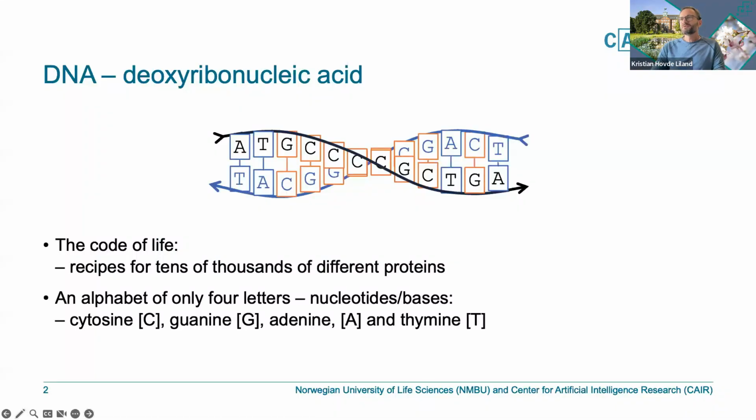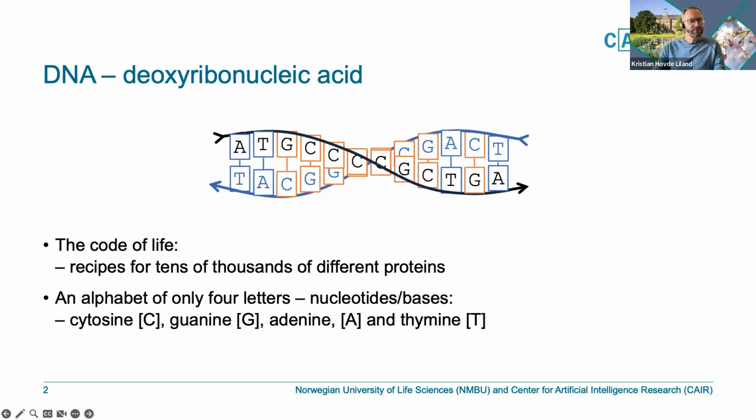So for those that are unfamiliar, we are looking at DNA, the deoxyribonucleic acid. So we call it the code of life. It has recipes for tens of thousands of different proteins. In the human body, you will find these in all the cells, in all the cores of the cells. So it's a quite important molecule to know about.